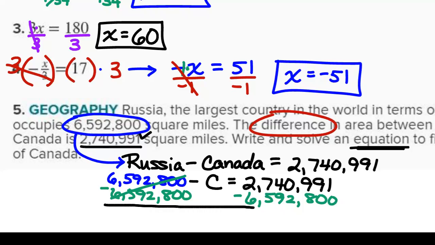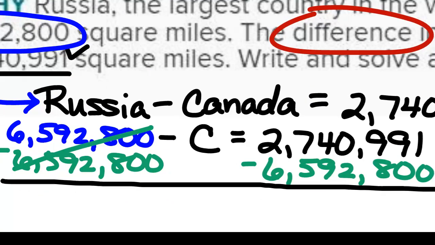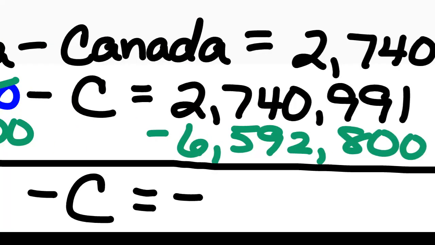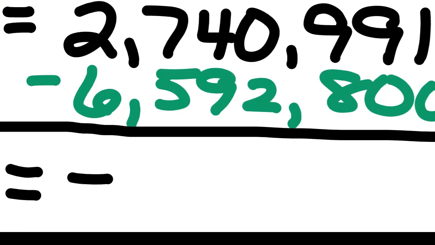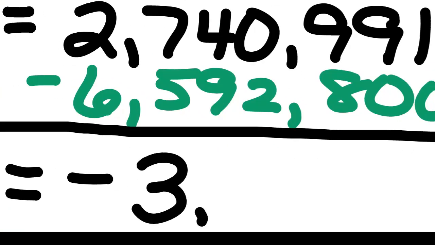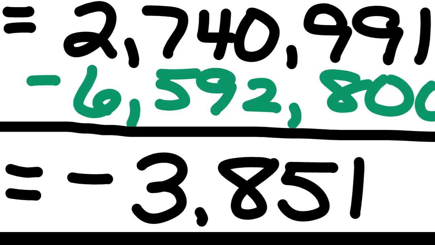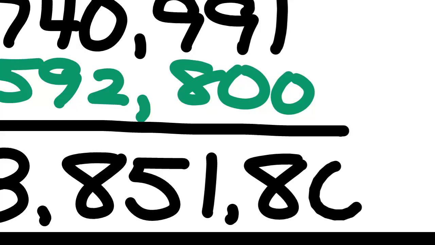What do I still have in front of the C, in front of Canada? I still have a negative, so I have negative Canada equals, what happens when I take 2 million and I minus 6 million? It's going to be a negative. Negative how much? If somebody has the digits on a calculator, you don't have to read it with the millions and thousands, just read the numbers off for me. I heard 3, and then what were the next several numbers? 851809.